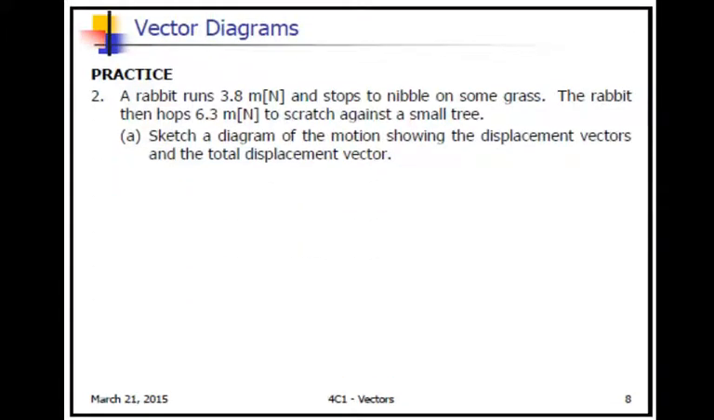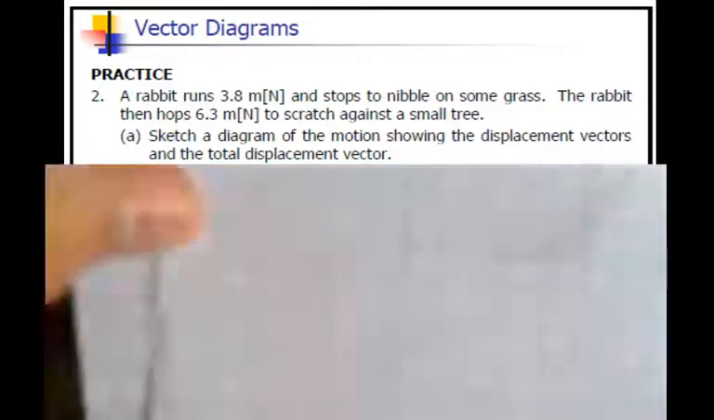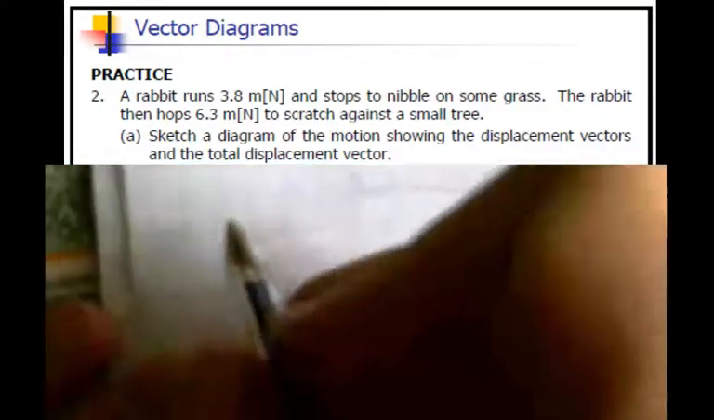This one I'd like to do on the paper with you. It says here we have a rabbit that goes 3.9 meters north, nibbles on some grass, and then it hops 6.3 meters north. It says to sketch a diagram of the motion showing the displacement vectors and the total displacement vector. So just so we're fully aware of that.